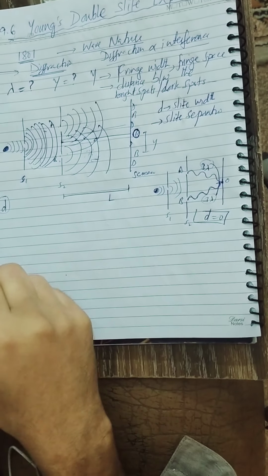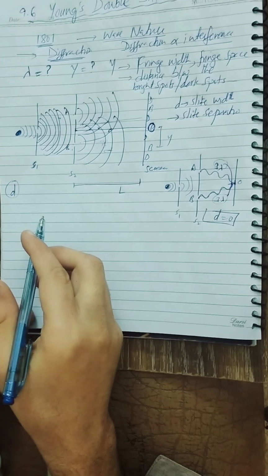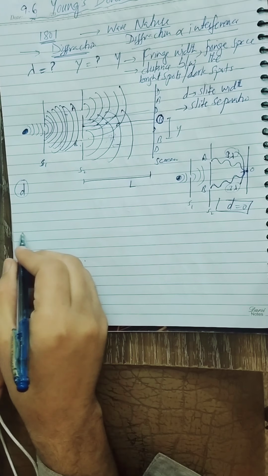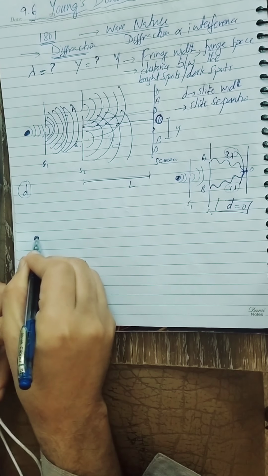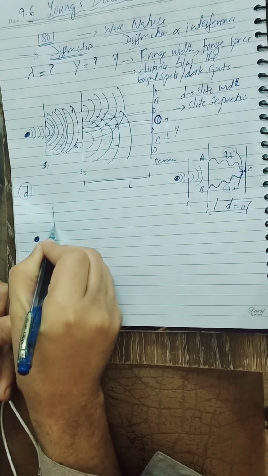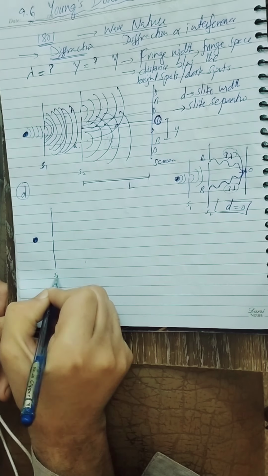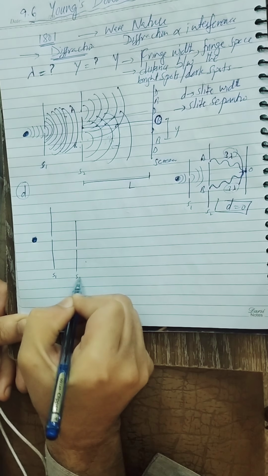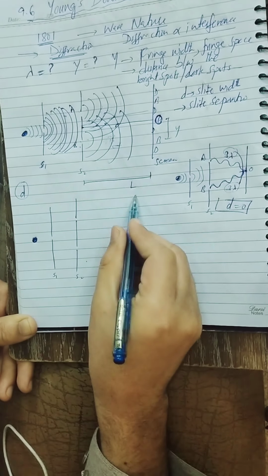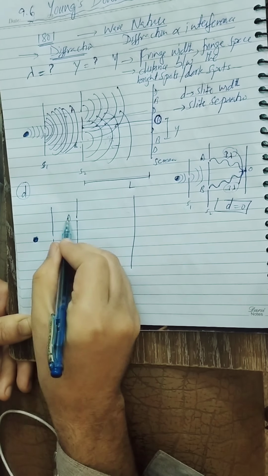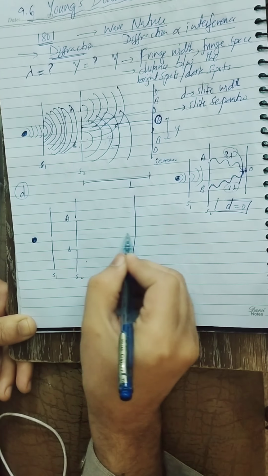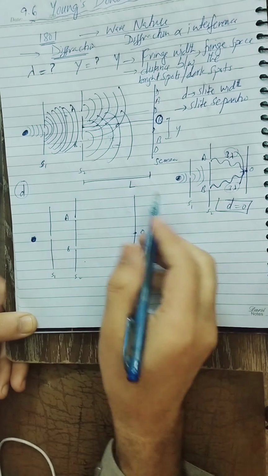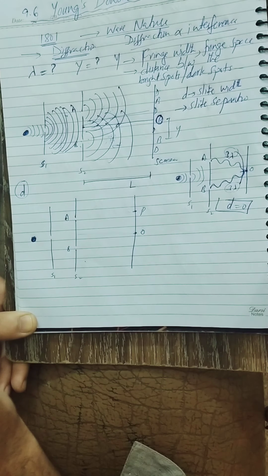Okay, now look at this experiment again. I'm going to draw this diagram again. This is the primary source, this is slit S1, and this is slit S2, and this is the screen. This is opening A, this is opening B. We know that the middle spot is always a bright spot, so this point O is a bright spot. Now take another point P as a bright spot.